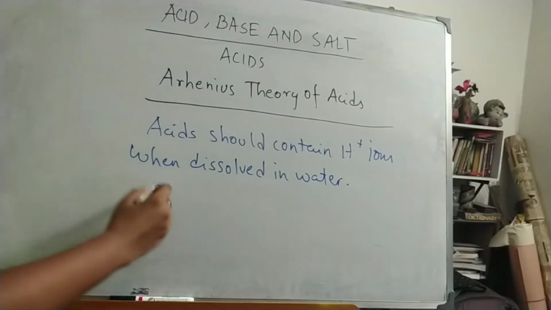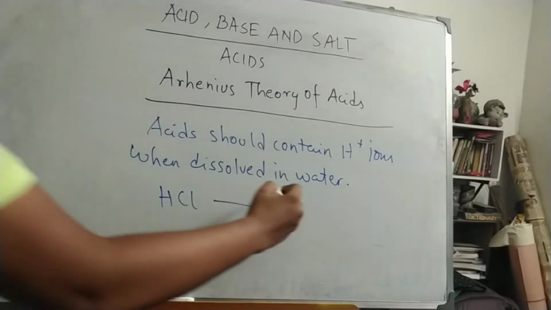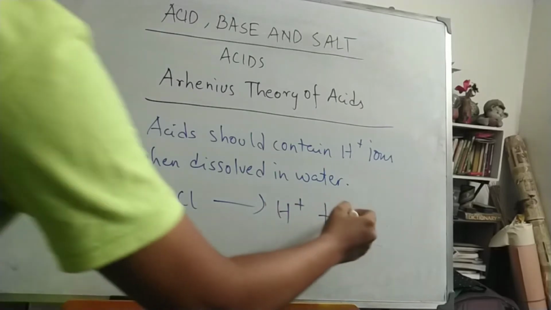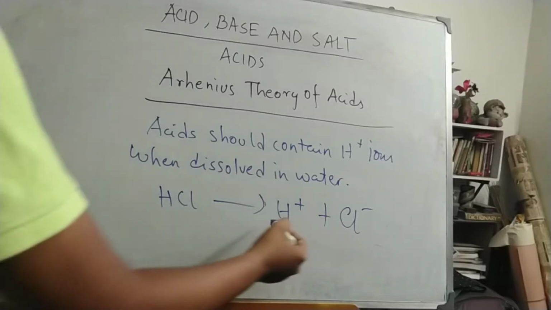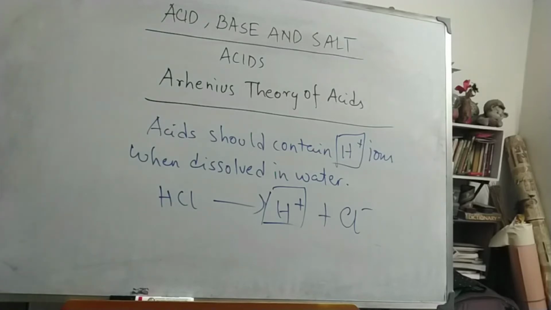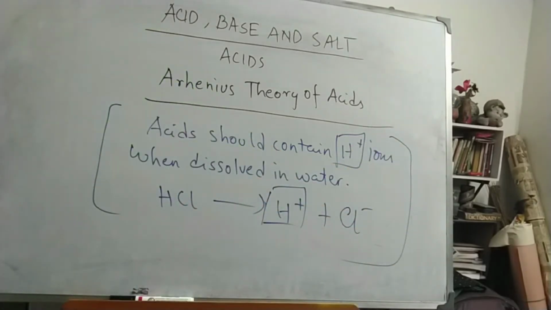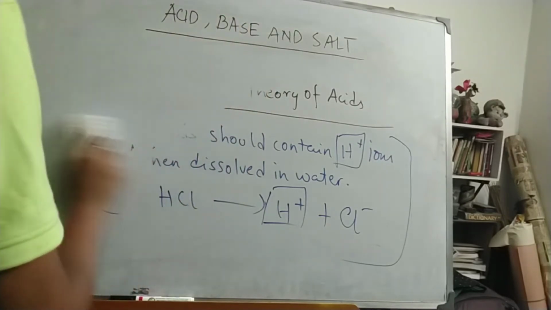Now suppose I am taking hydrochloric acid, it will give you H plus, in aqueous solution, plus Cl minus. So the criteria matched. We need an H plus ion, it is there in the definition also. So Arrhenius theory of acids is proved. This is the definition and example of Arrhenius theory of acids. Acids done shortly.